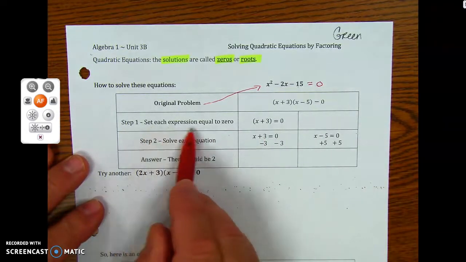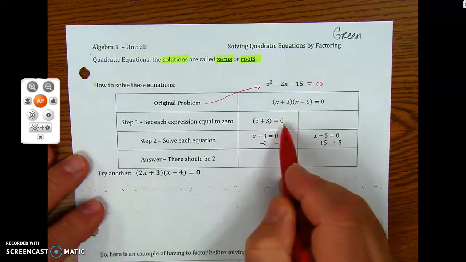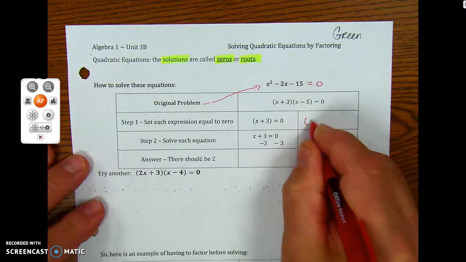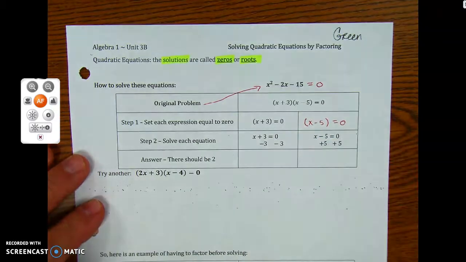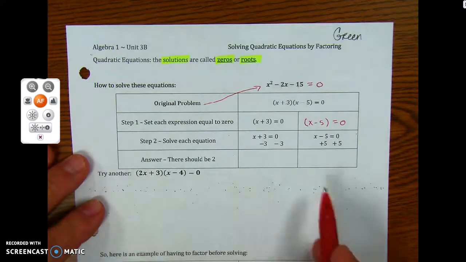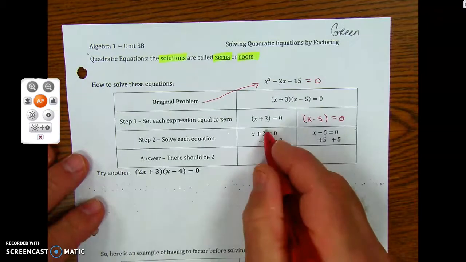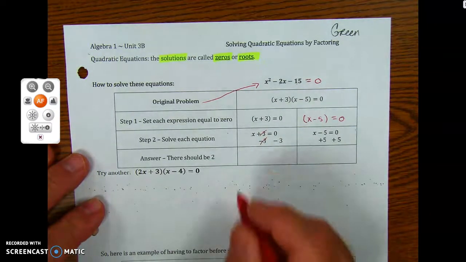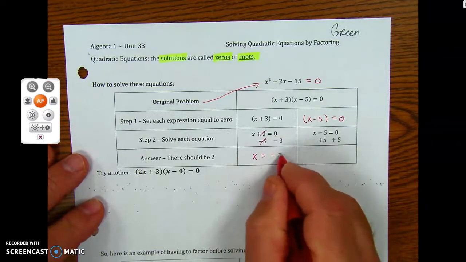It says set each expression equal to 0. Well, we set the first one equal to 0, x plus 3 equals 0. Now let's do x minus 5 equals 0. Okay? Now, let's just take away the parentheses and solve it. Subtract 3 from both sides, cross these out. X equals 0 minus 3 is -3.